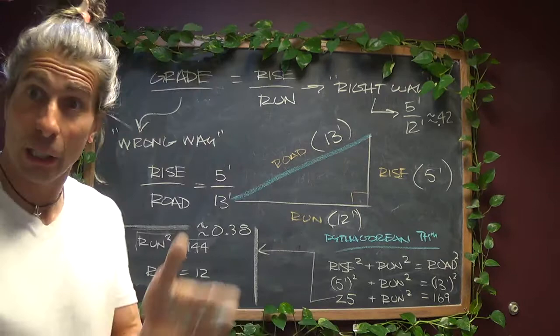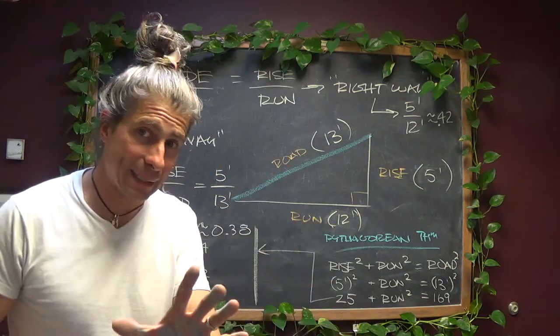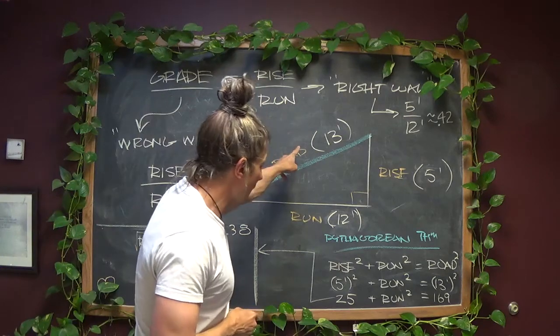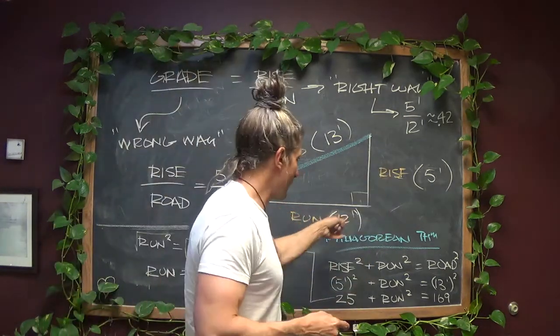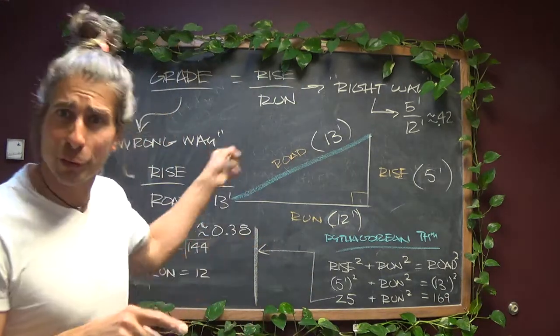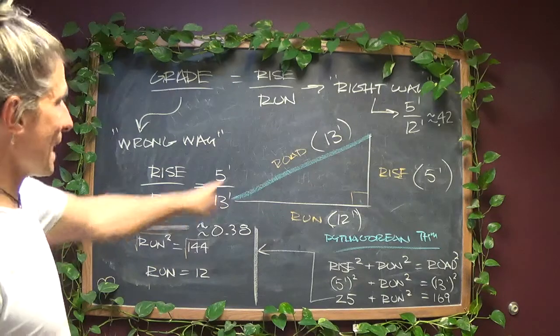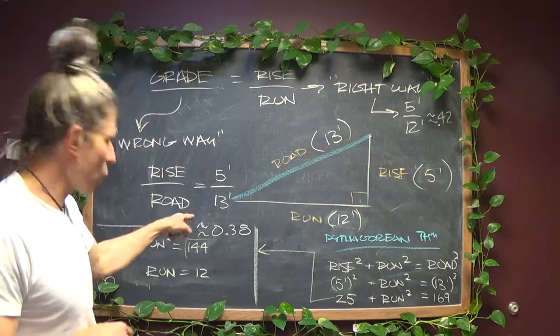So it's definitely a larger grade because you're dividing by a smaller number. Hopefully that makes sense. If you're dividing by a bigger number, 5 divided by 13 has to be a smaller number than 5 divided by 12. It's the same number of smaller pieces, 13ths versus 12ths. But nonetheless, it's not the same. That's the actual grade. That's the wrong way grade.